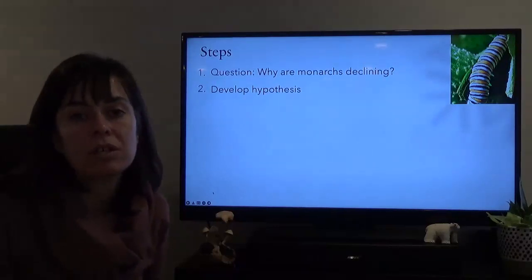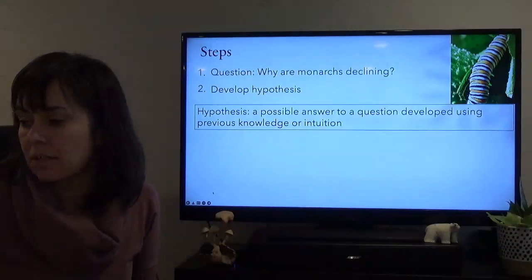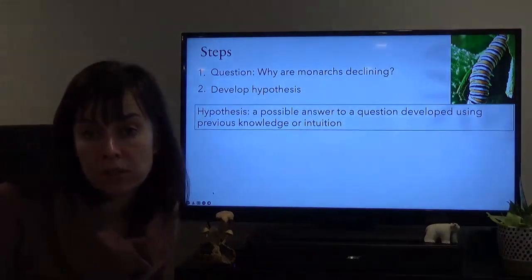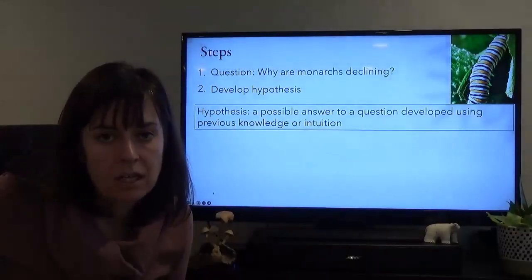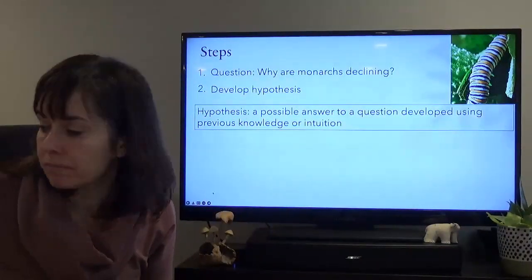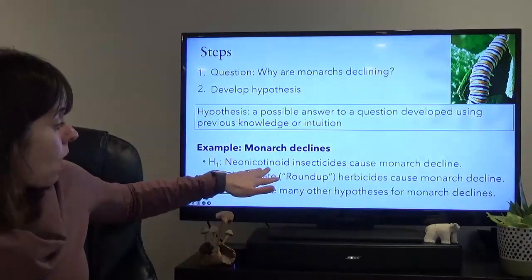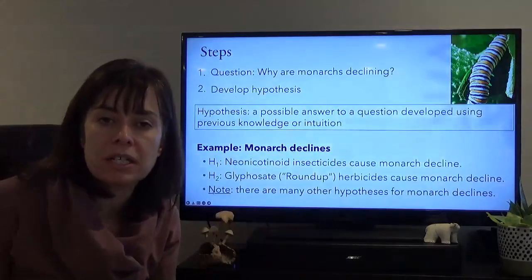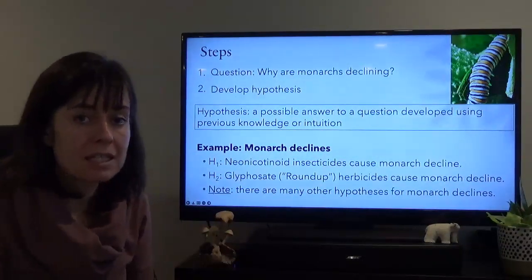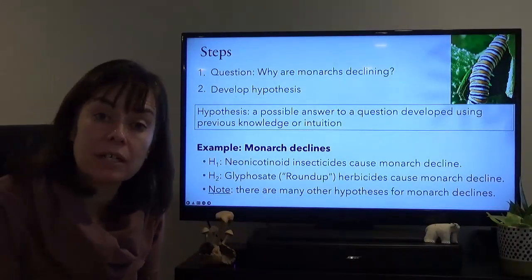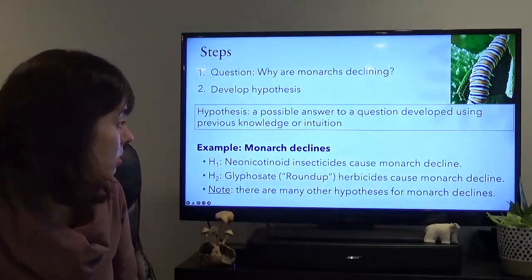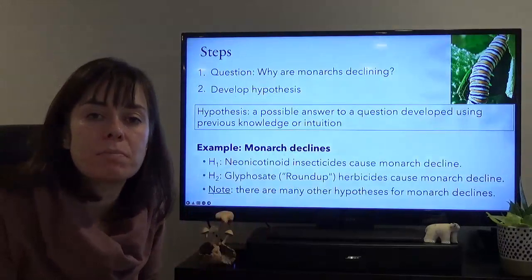And so then we need to use our knowledge of the system to develop a hypothesis. And you already know this, but a hypothesis is a possible answer to a question developed using previous knowledge or intuition. Okay, so we know something about the system already. We can develop some hypotheses about what might be driving decline in monarch populations. And so a couple of examples of hypotheses are, one, that neonicotinoid insecticides cause monarch decline. Neonicotinoid insecticides are insecticides that are applied very broadly to deal with certain insect pests. We know that they negatively impact non-target, non-pest species as well. As an example, lots of bee populations are declining because of neonicotinoid use. So a reasonable hypothesis would be that maybe monarchs are also being negatively impacted.